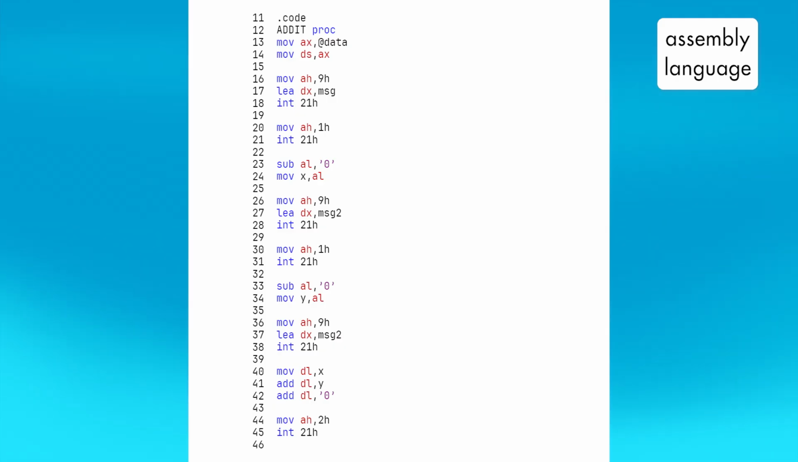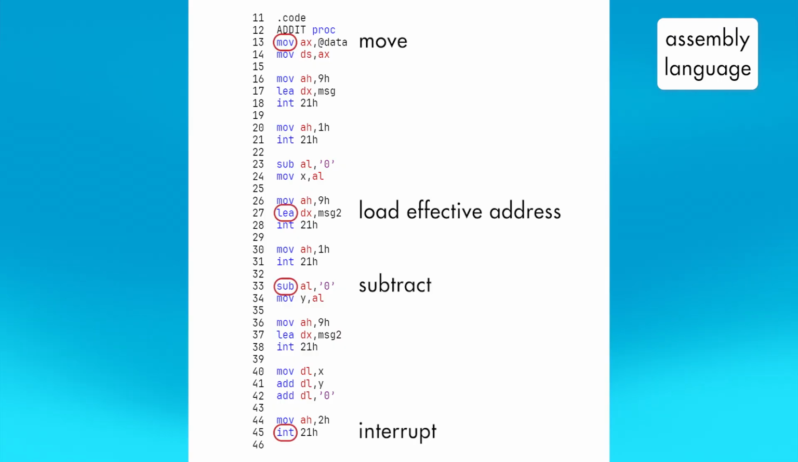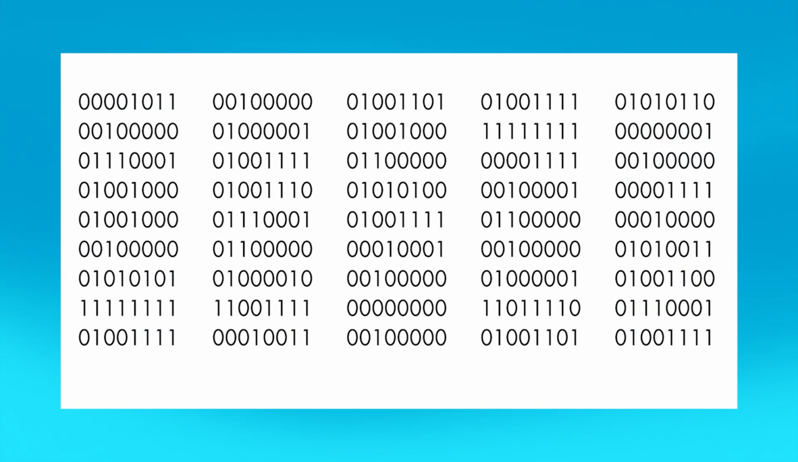Here is a portion of that same program written in assembly language. The code for assembly language is written using letters and numbers that are abbreviations for longer commands. A small portion of the same program looks something like this in machine code.